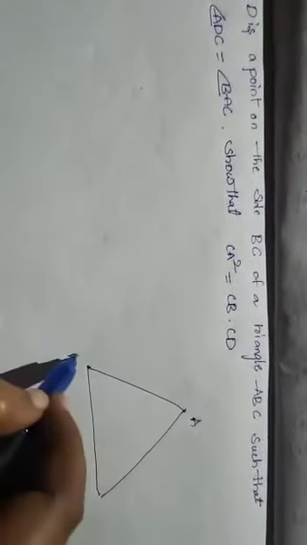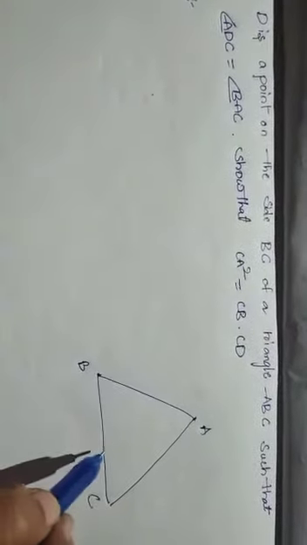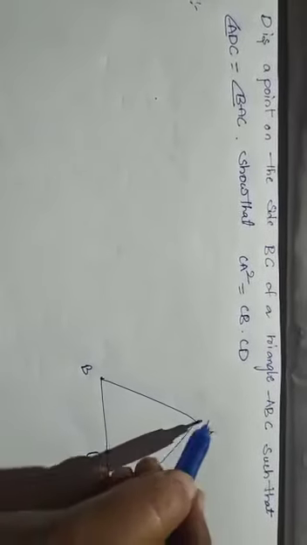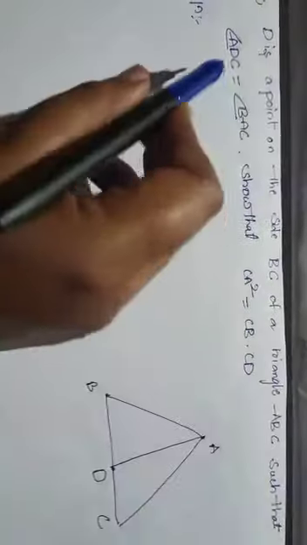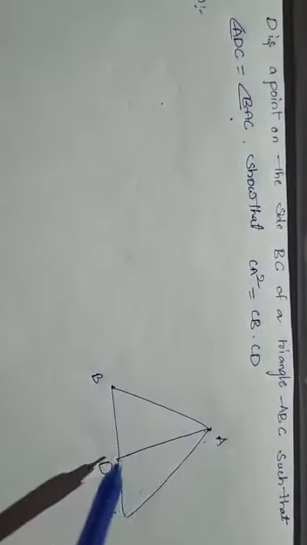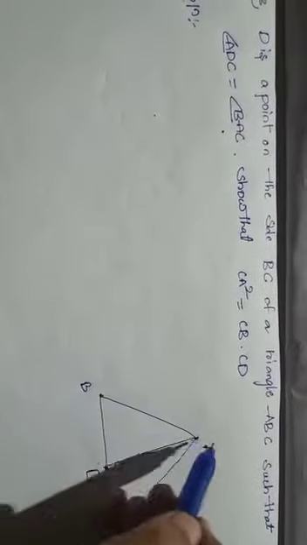This is a triangle ABC. Here given D is a point on the side BC. This is the BC line. Okay, here this point is D. D is a point on the side BC. Let's join AD, and given angle ADC equals angle BAC.